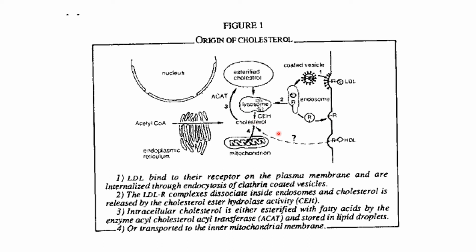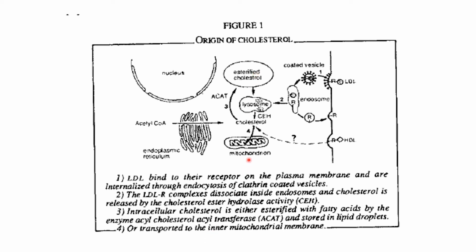There's a question mark here because HDLs don't carry much cholesterol, so we don't really know if a cell can get cholesterol from HDL. I guess if you have low LDL levels, it could get it from HDL, but that's just a question mark. So what got recycled was a receptor. So intracellularly, number 3, cholesterol is either esterified with fatty acids by the enzyme acyl-cholesterol acyltransferase, or ACAT, and stored in lipid droplets. So really, cholesterol is stuck to a fatty acid and stored as a fat droplet inside a membrane inside the steroidogenic cell, waiting to be released again.